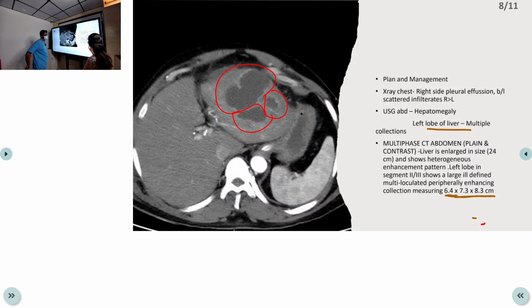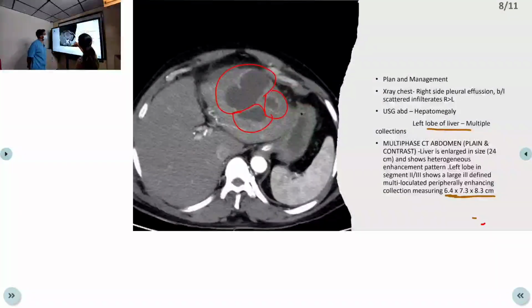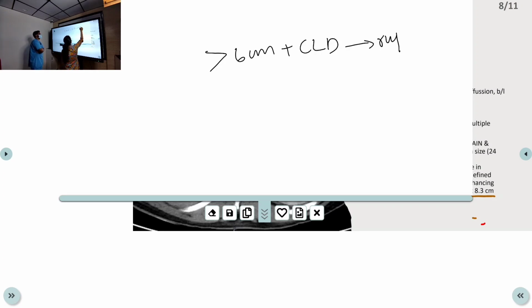If this patient is having a size more than 6 centimeter, along with cirrhosis, CLD features, there is a high risk of what? Rupture risk. That is one complication we will have to anticipate. This patient is an occasional alcoholic with no much CLD features, so that is not there.